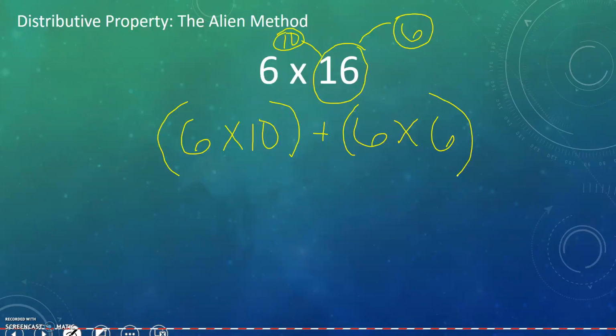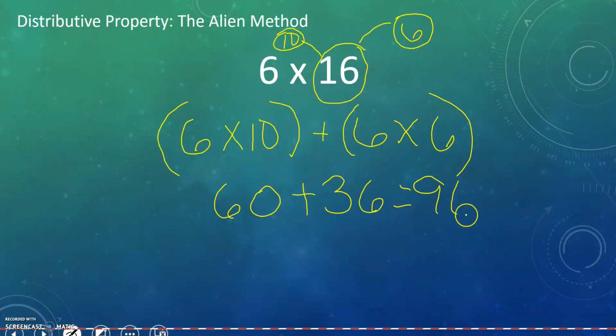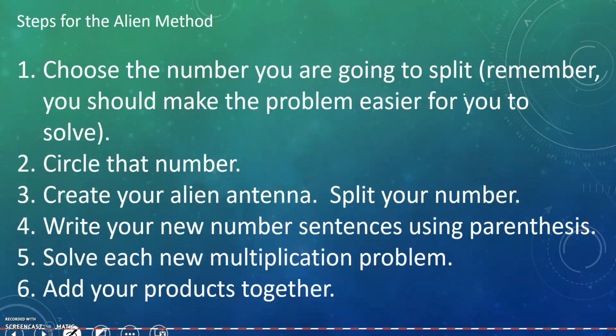All right, 6 times 10 is 60. 6 times 6 is 36. And if I add those together, 60 plus 36 is 96. So 16 times 6 equals 96. Let's take a look at the steps for using the alien method.